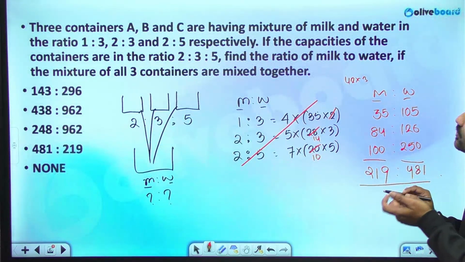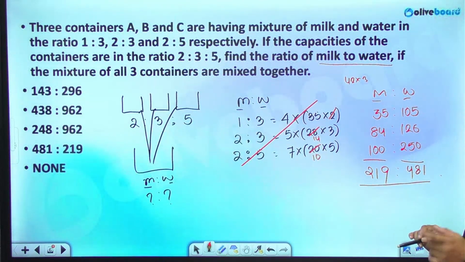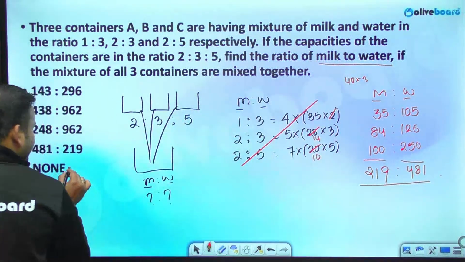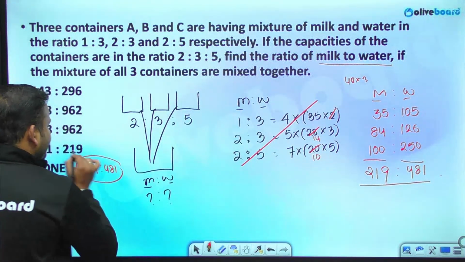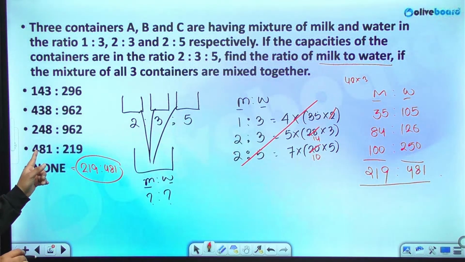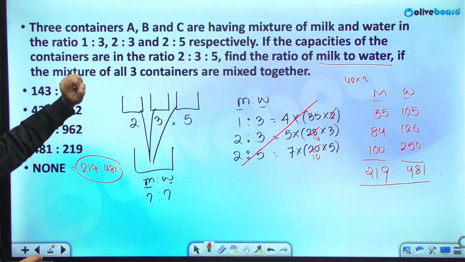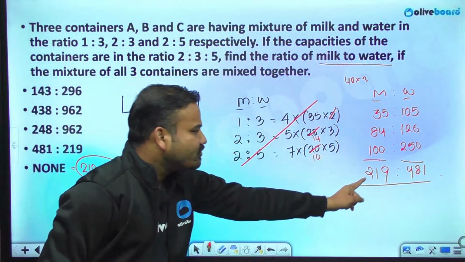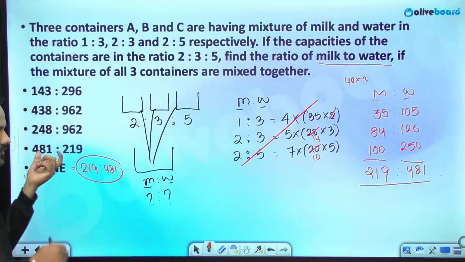What is the question asking? Find the ratio of milk to that of water. The ratio of milk to that of water will be 219 ratio 481. See, this is the reversed ratio, right? This is the ratio of water to that of milk. We are asked the ratio of milk to the water. First it was milk, right? So this is milk to that of water. So the answer will be the reciprocal of this number.